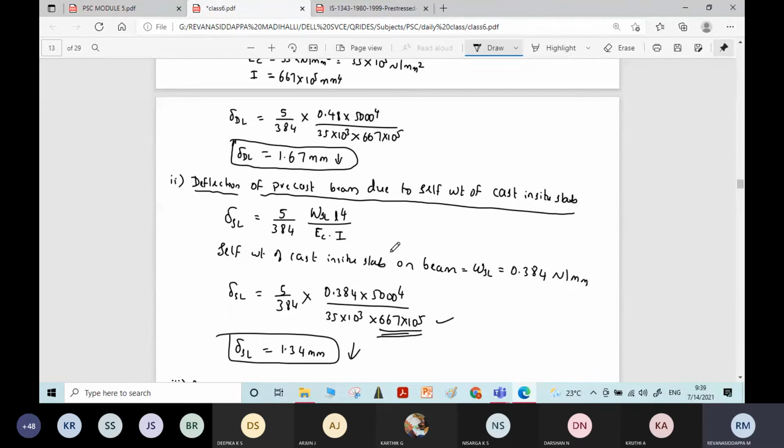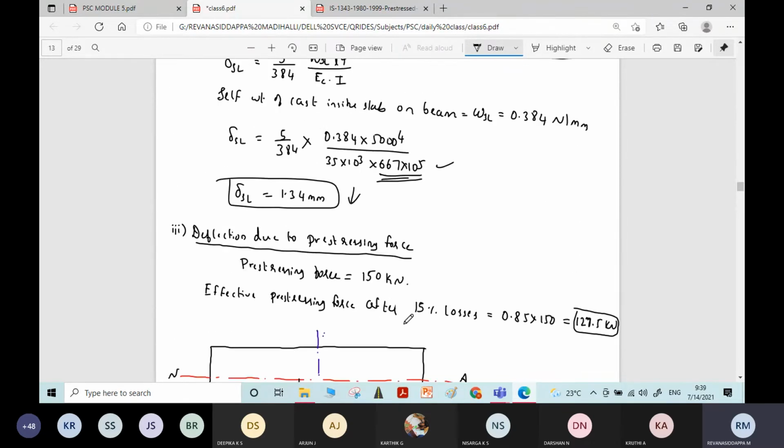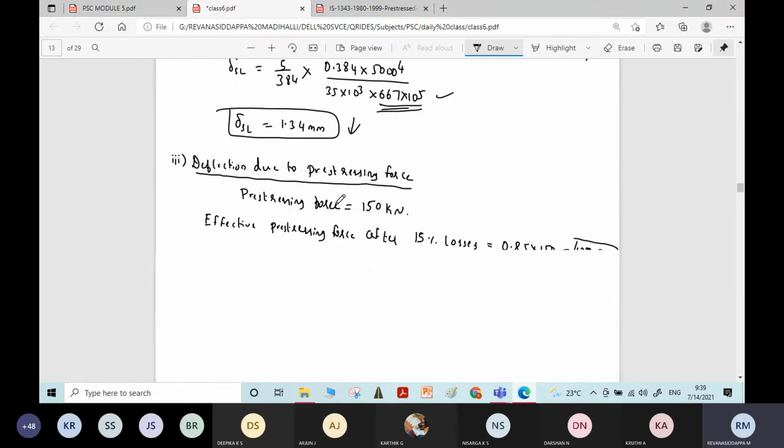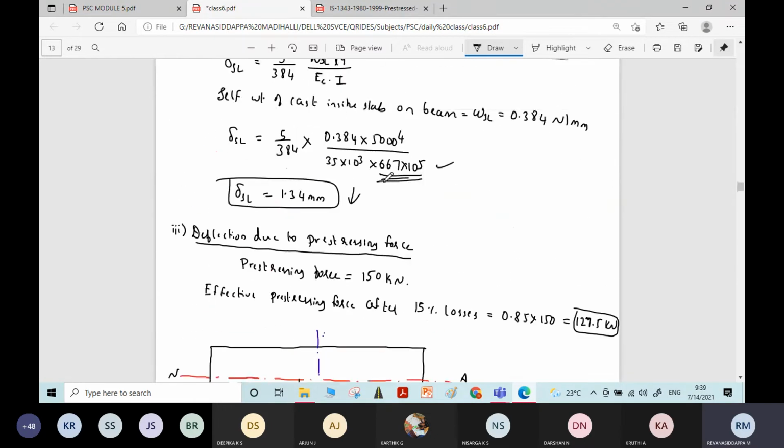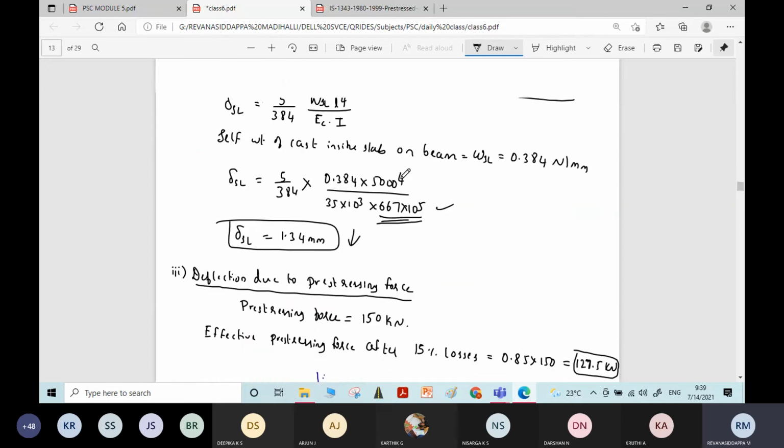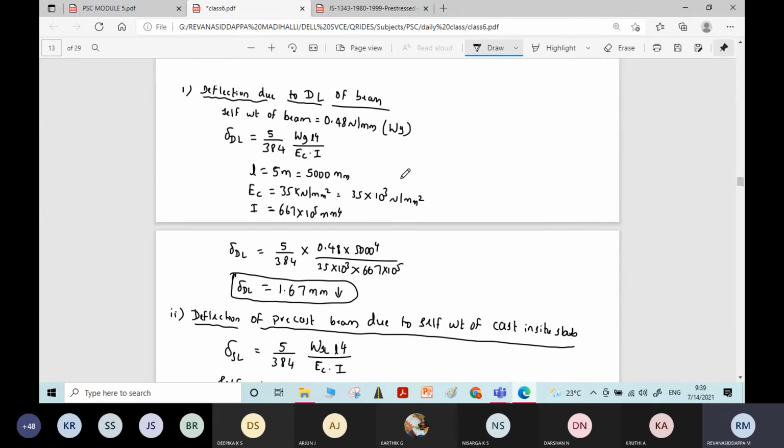While finding the stresses for unpropped construction, we have taken only the moment of inertia of the beam. While finding stresses for propped construction, we have taken the moment of inertia of the full section. In the same way, while finding deflection, we have to follow the same procedure. For propped construction, instead of taking the moment of inertia of only the beam, the moment of inertia of the composite section should be substituted here. The rest of the calculations and values are the same.